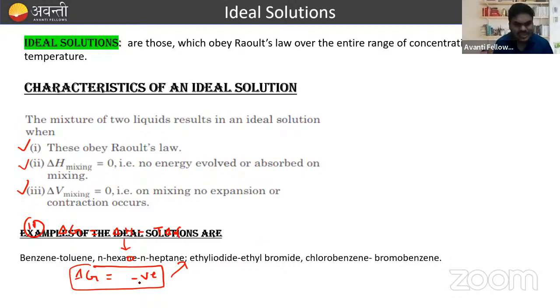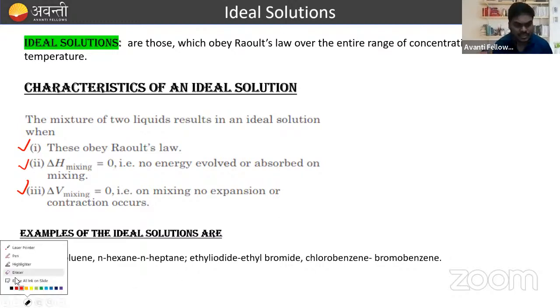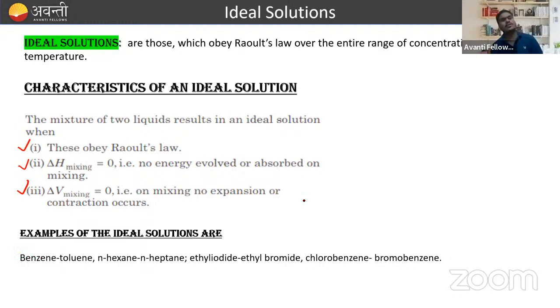Now, what are the examples of ideal solution? Can anyone tell? So these are examples of ideal solution where the vapor pressure in the solution is equal to the vapor pressure in the pure state: benzene and toluene, n-hexane and n-heptane, ethyl iodide and ethyl bromide, chlorobenzene and bromobenzene. These all show ideal behavior.